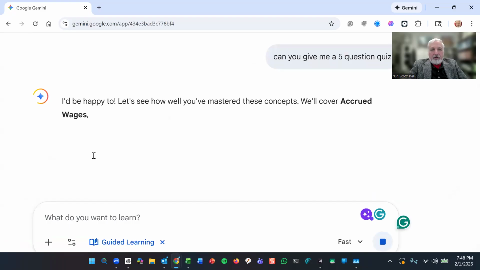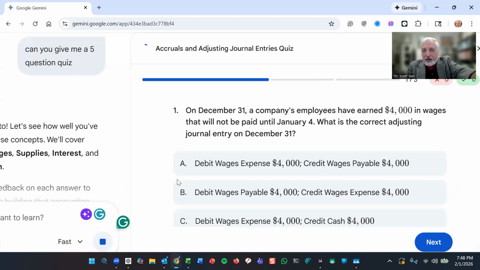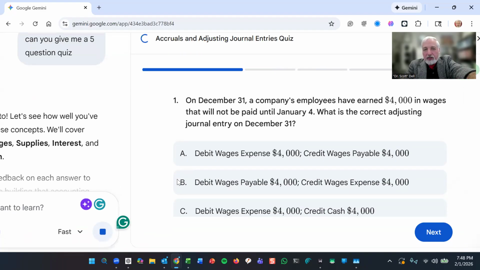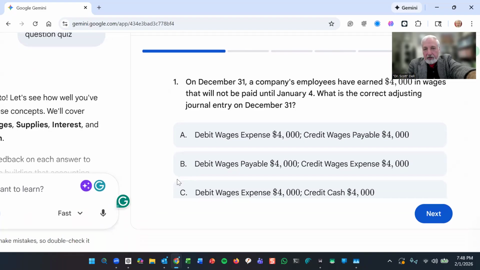And let's see what it comes up with. I'd be happy to. Of course, it wants to test me. December 31st. Company employees have earned $4,000 in wages that will not be paid until January 4th. What's the correct adjusting journal entry?